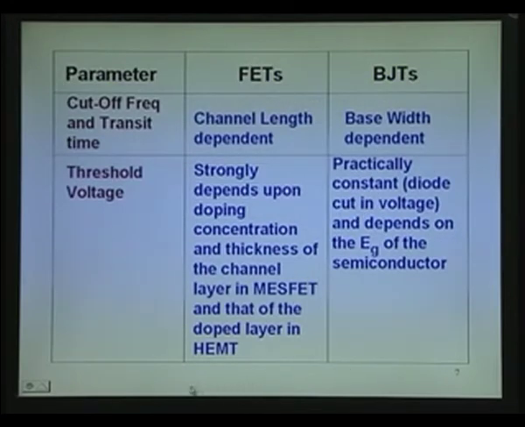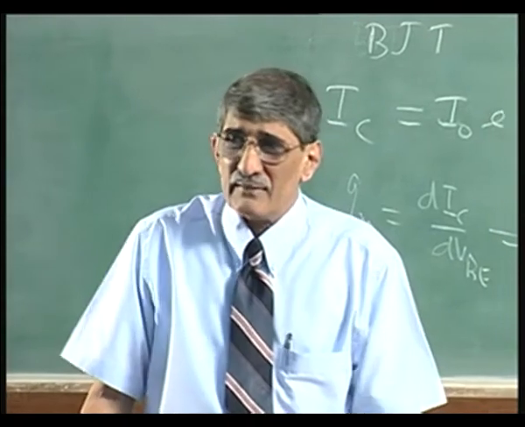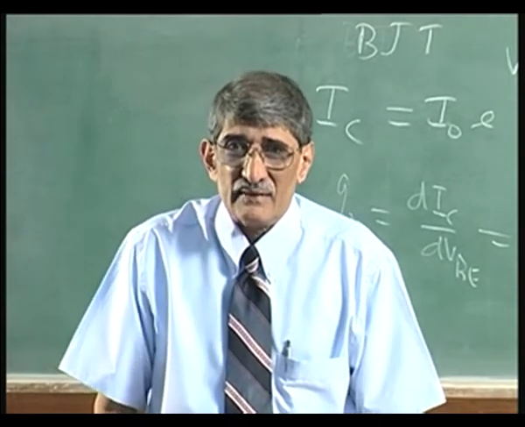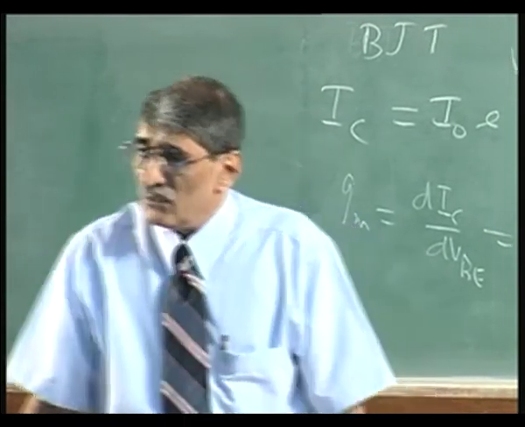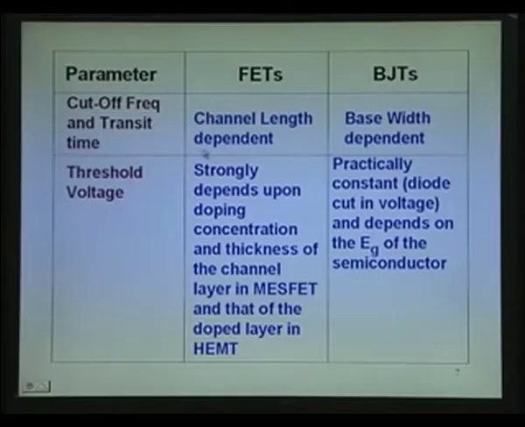Cutoff frequency. Now, if you want to talk about the cutoff frequency of the transistor, omega t is 1 by transit time. The transit time depends on channel length. Transit time is length divided by velocity. So, length you can reduce to get better cutoff frequency, 1 by transit time. Here, in the bipolar, it is the base width.